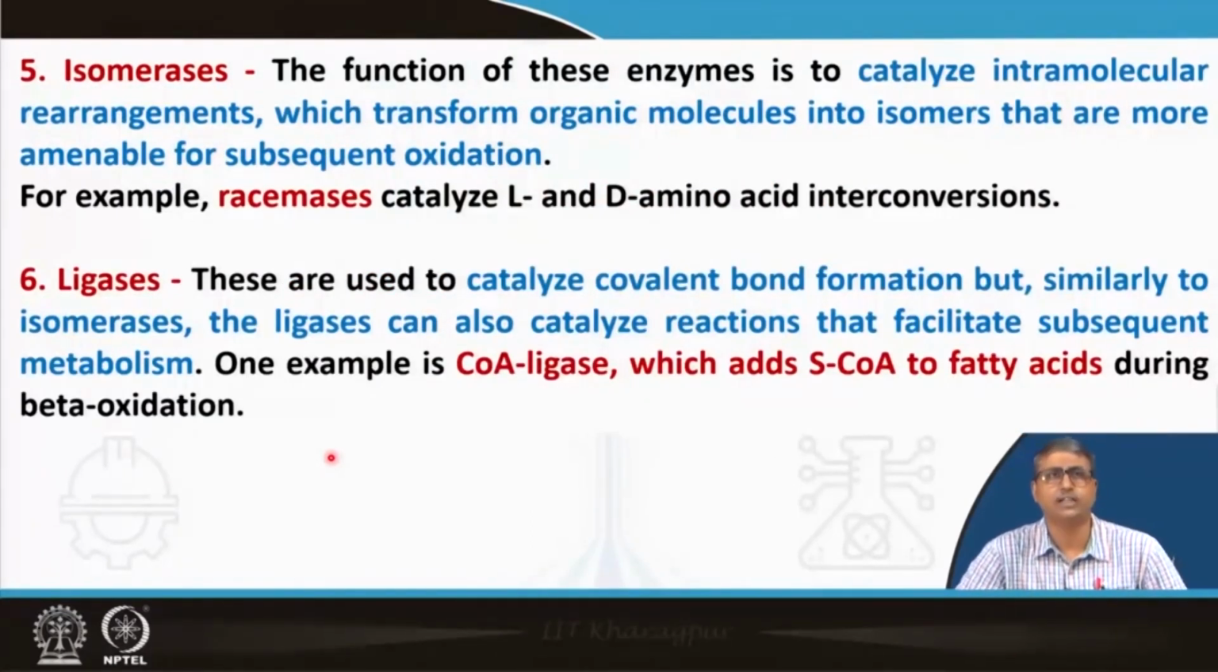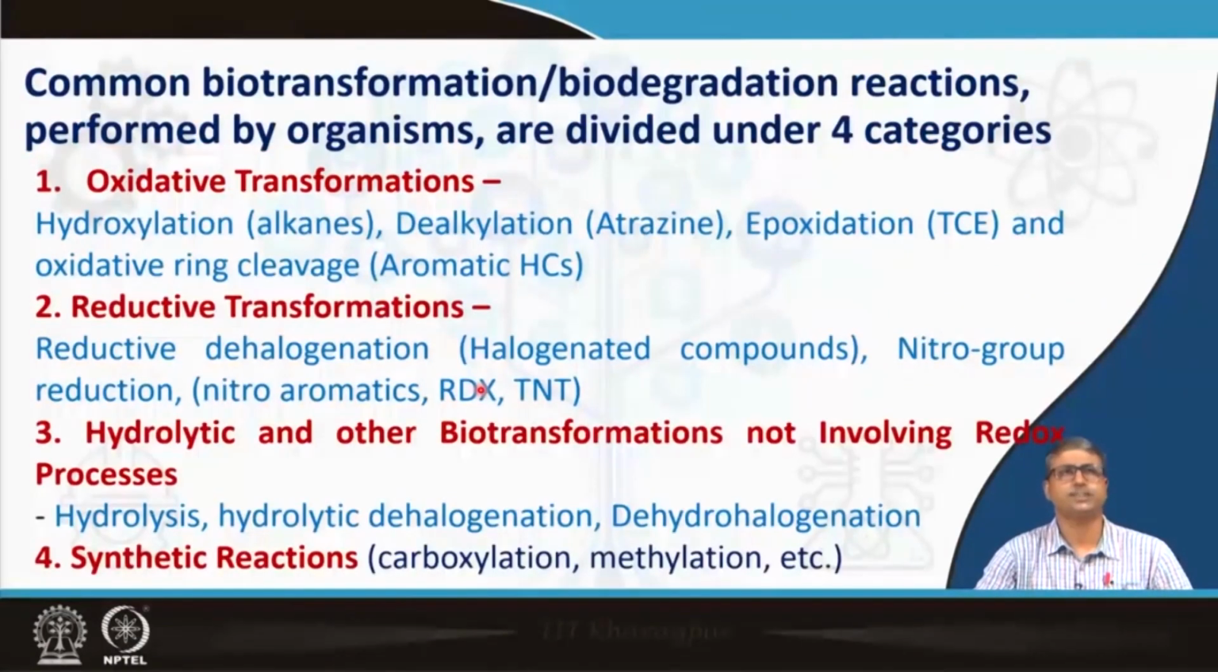The fifth enzyme is the isomerases. The function of these enzymes is to catalyze intramolecular rearrangements which transform the organic molecules into isomers that are more amenable to oxidation. For example, the racemases catalyze the L and D amino acid interconversions. Then there are the ligases, which catalyze covalent bond formation, but similar to the isomerases, these can also catalyze reactions that facilitate subsequent metabolism. For example, CoA ligase adds the S-CoA to fatty acids during the beta oxidation reaction.